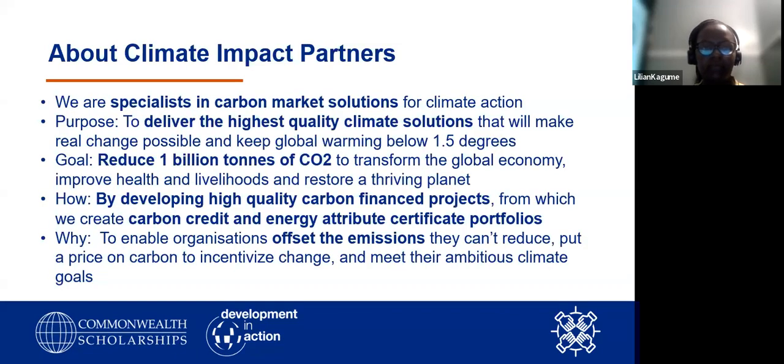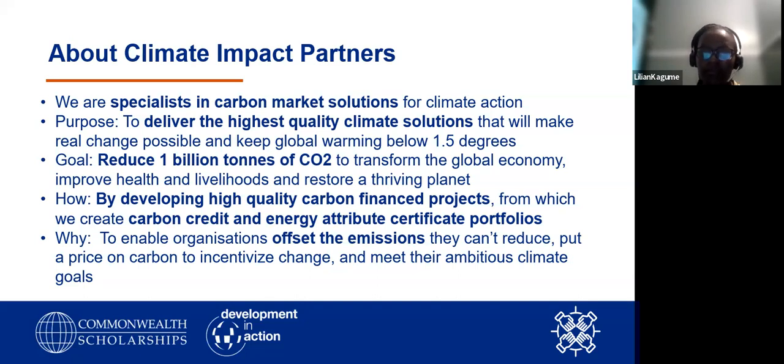So who is Climate Impact Partners? We are a specialist in carbon asset development. So we basically provide solutions for climate action. We are a global company headquartered in the UK, but I'm based in Kenya. Our purpose is to develop highest quality climate solutions.